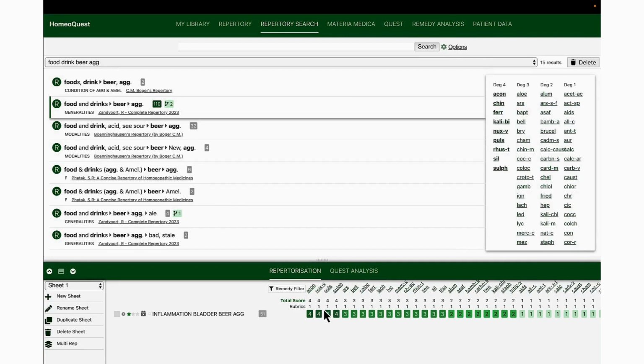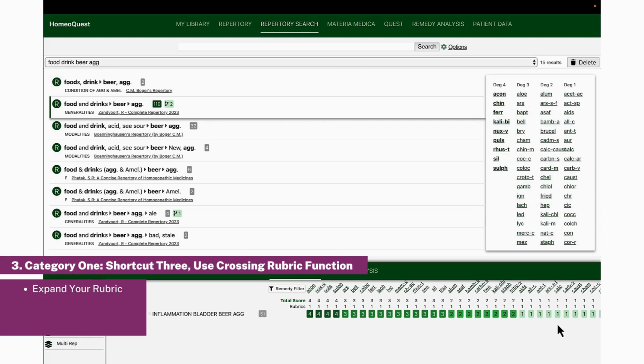And what crossing does is it takes the common remedies from both these rubrics, but the other remedies are also considered. The common remedies are taken just once, and the others are all added in and combined. So you expand your rubric, you expand the remedies, you make it more inclusive, and that is the key, that is the secret.